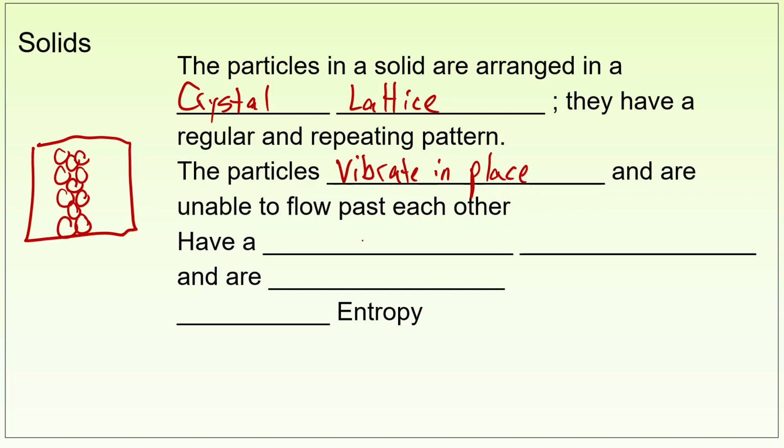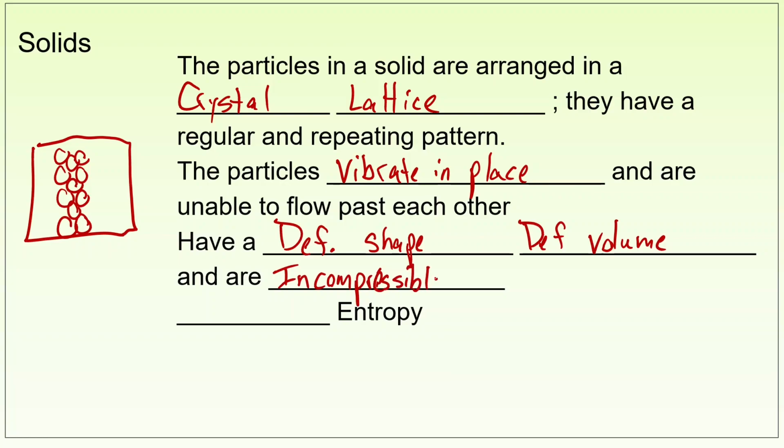So they're unable to flow past each other. They have a definite shape. And they have a definite volume. And they are also incompressible, just like the liquids. Since they're already right next to each other and touching each other, you can't compress them to be any closer. And this state has the lowest entropy out of the three of them. All right, so that's just a quick rundown of the properties of phases. So again, generally, solid has the lowest, gas has the highest entropy, and liquid is kind of in the middle.